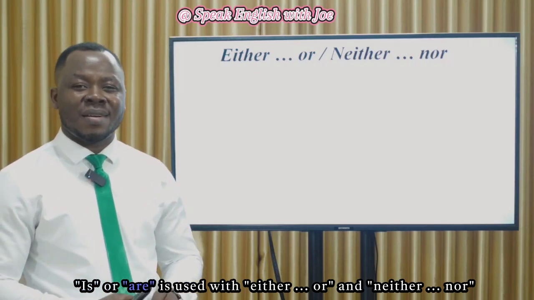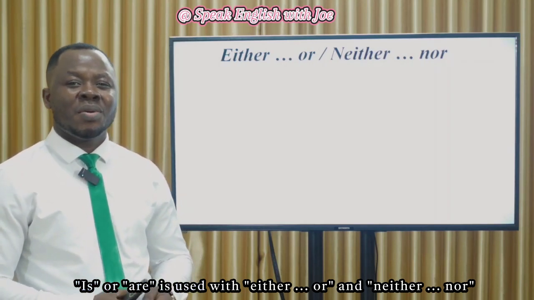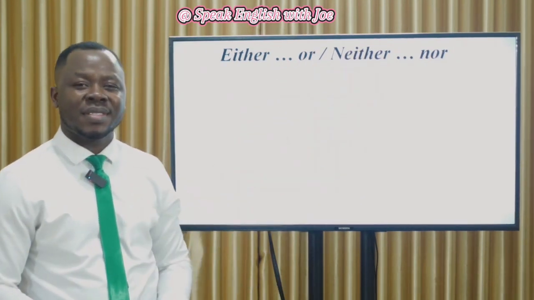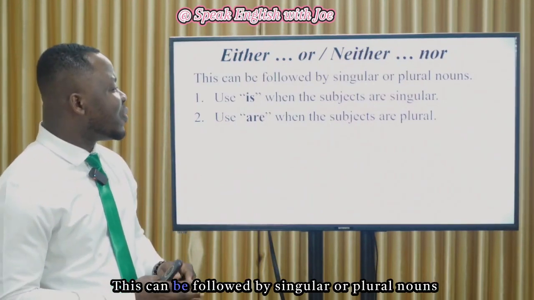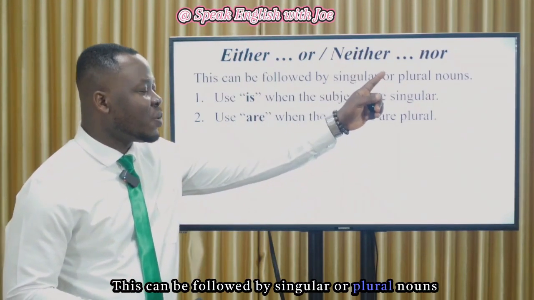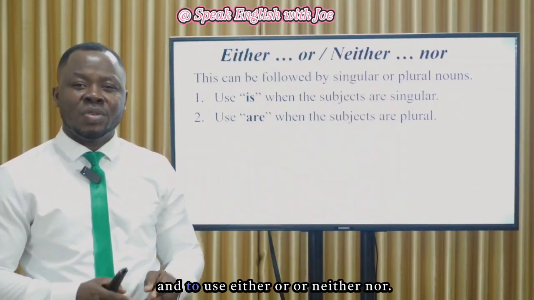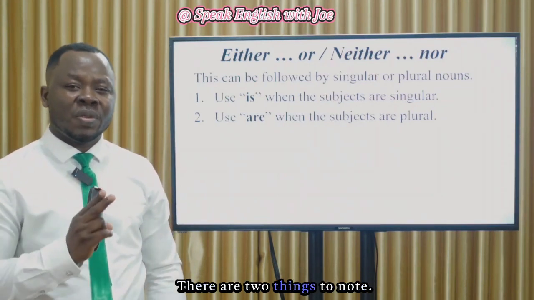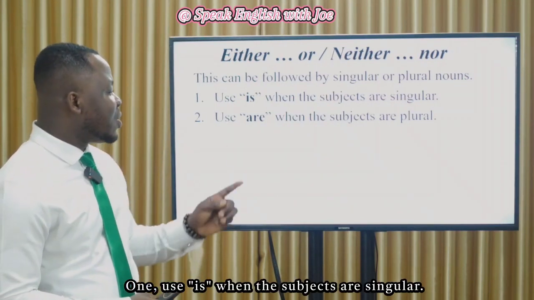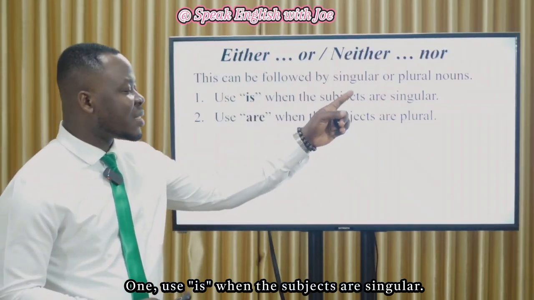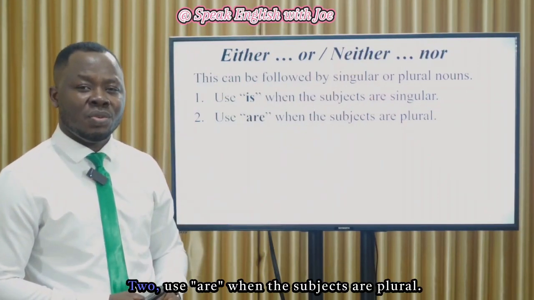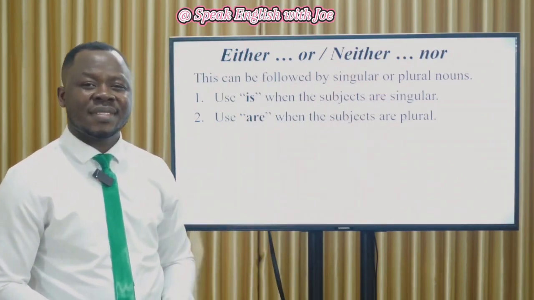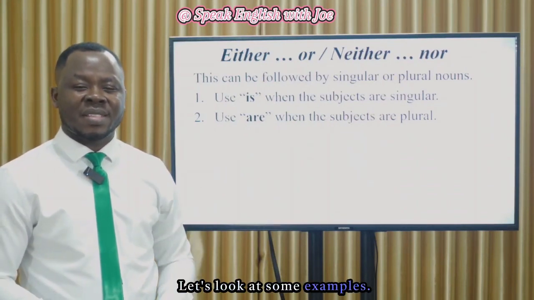Is or are is used with either or and neither nor. This can be followed by singular or plural nouns. And to use either or neither nor, there are two things to note. 1. Use is when the subjects are singular. 2. Use are when the subjects are plural. Let's look at some examples.